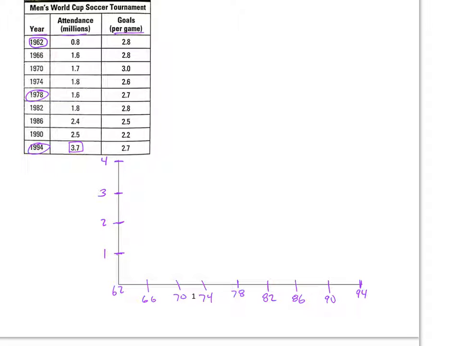In 1962 it was 0.8. So that's almost a 1, right? So I would put a dot here for 0.8. And then in 1966, I go over to 66, I've got to go up to 1.6, so just a little bit more than halfway between the 1 and the 2. And then in 1970, 1.7, so it's got to be a little bit bigger than that one yet. See what I'm doing there? And you'd keep going. You do all of those.